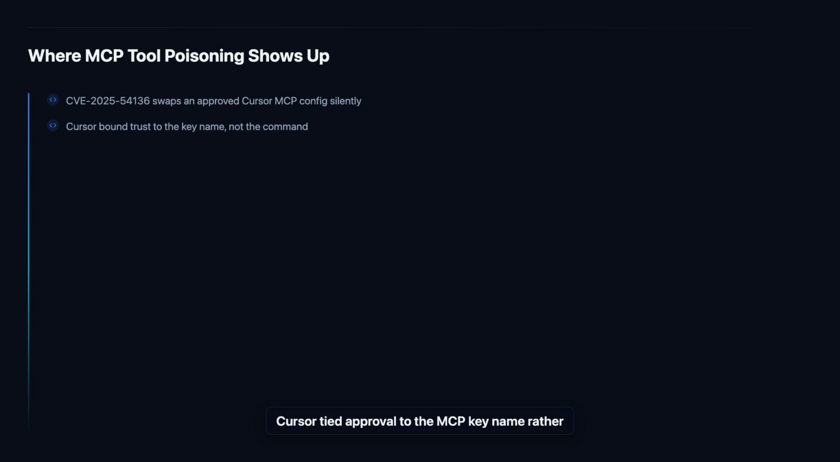Cursor tied approval to the MCP key name rather than the underlying command or arguments. An attacker committed a harmless MCP.json to a shared repo, waited for approval, then changed the same entry to a reverse shell that ran silently on reopen. Cursor patched it in version 1.3 on July 29, 2025.